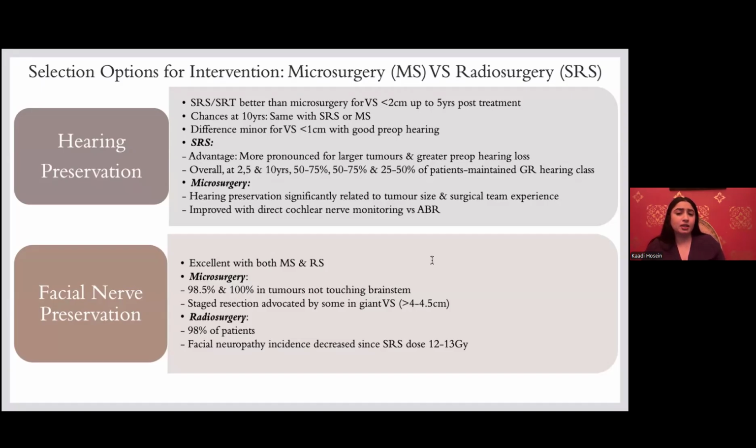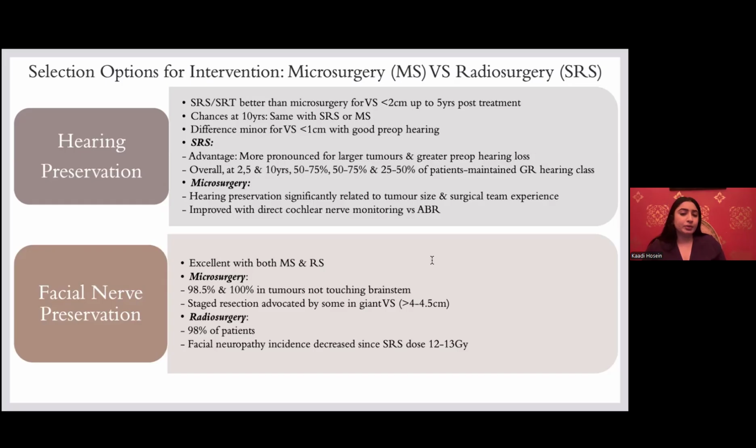Hearing preservation in Sami et al.'s 2006 series of 1,000 vestibular schwannomas improved from 24% in the first 200 cases to 49% in the later cases. It has also improved with the use of direct cochlear nerve monitoring compared to ABR monitoring only, and hearing preservation in patients with class A small tumors and direct cochlear nerve monitoring was 91%.